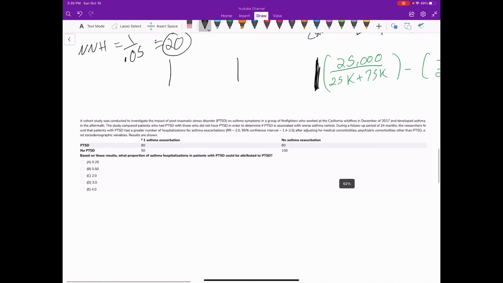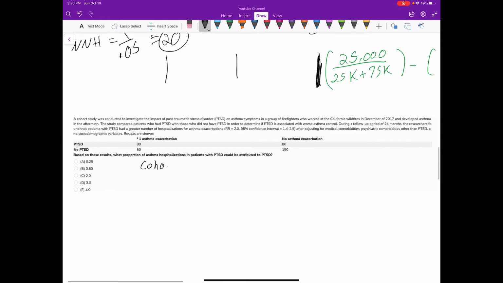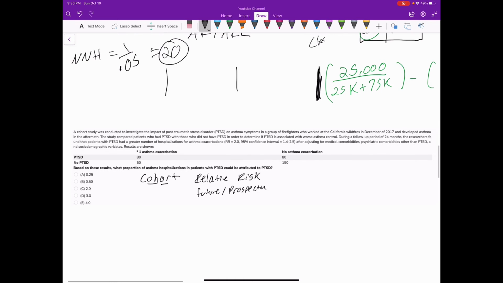Okay, here we go. This is a long one. Why? They just love to do it. A cohort study. Boom, cohort. What are we doing? Cohort. RR. What does RR mean? Relative risk, right? What is relative risk? Future. Prospective. Easy enough. Okay.